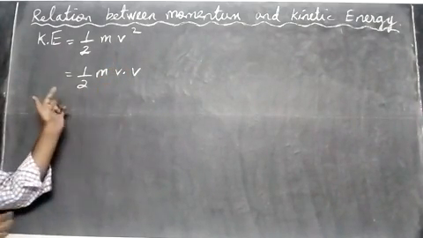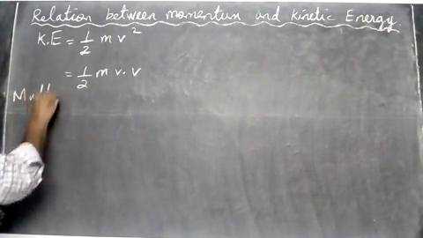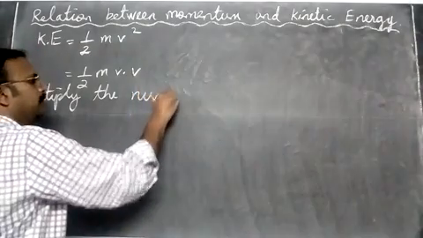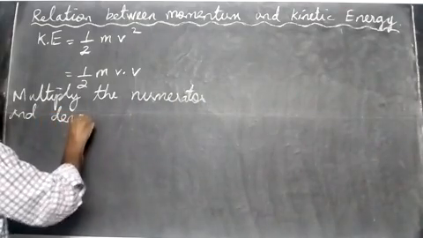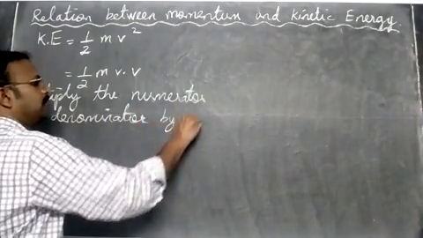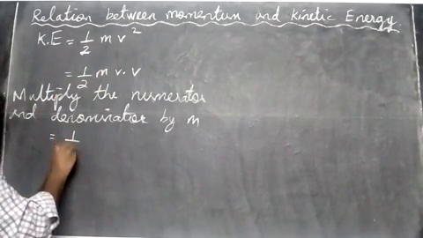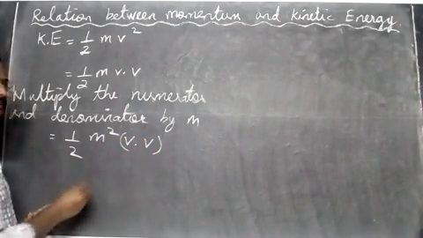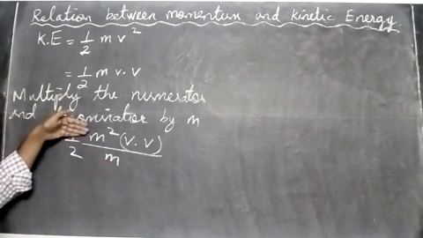Next step, we multiply the numerator and denominator by m. So multiply the numerator by m: m into m will come as m square. So half into m square v into v, and v into v we write in brackets. In the denominator we will have another m, because we multiply the numerator and denominator both by m.